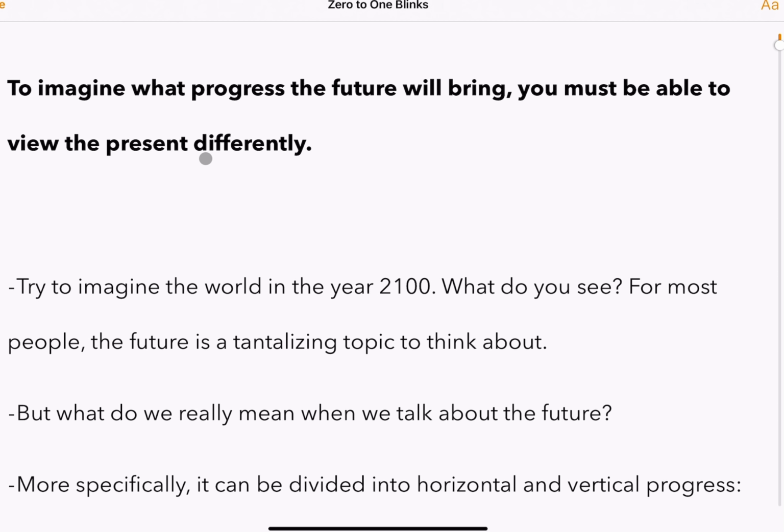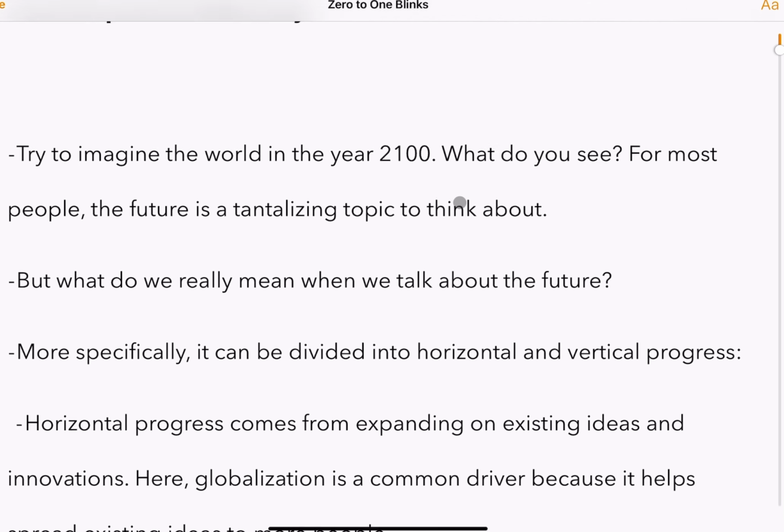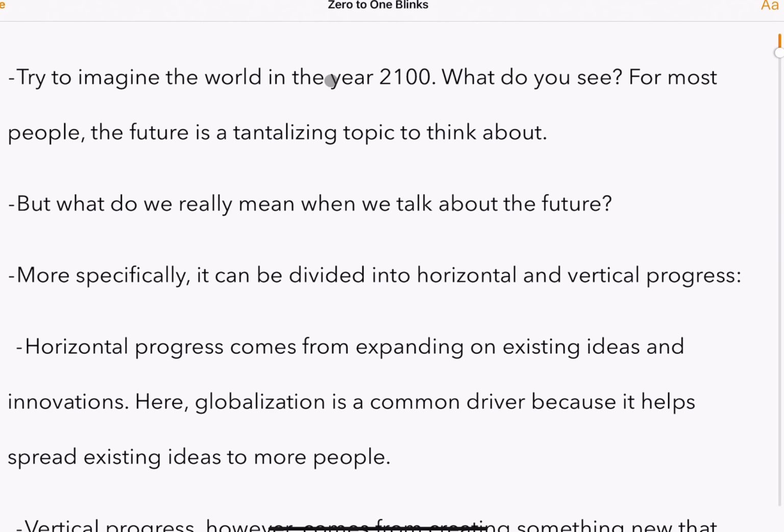There are 10 takeaways in this summary, the first of which is to imagine what progress the future will bring, and you must be able to view the present differently. So the first part about that being the progress. You have to try and imagine the world way beyond, way out into the future. And I think Palantir has done this. They talk about building the operating system for the modern enterprise, but I really think it is more than that. It's not just for the modern enterprise, it's for the future enterprise as well. So I do think they hit on that point very well.